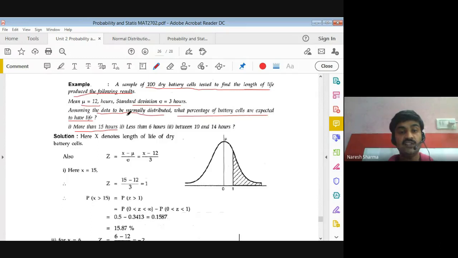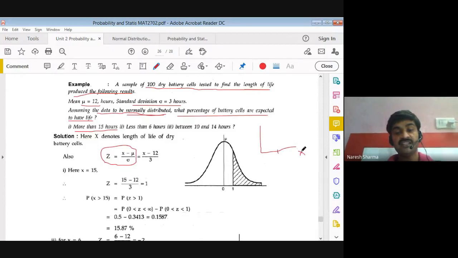As the data is normally distributed, we may convert it into a standard normal distribution. To convert a normally distributed variable x into a standard normal variable z, the formula is z equals x minus mu divided by sigma. Mu is the mean and sigma is the standard deviation. In that we are just shifting the origin of the x variable.